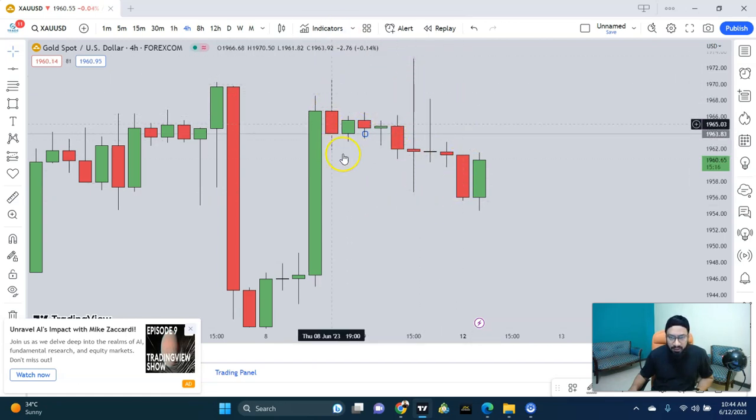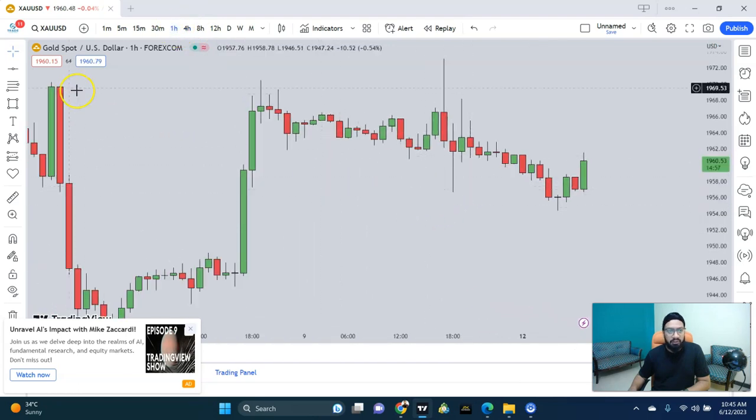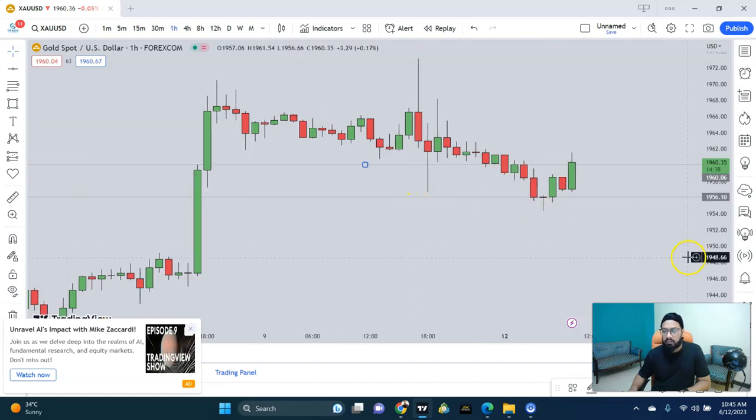This is a cluttered area, but on the 4-hour chart we can mark this region as potential resistance, and this is support in the making. But if you are a day trader, you will just go on a lower time frame, and we can say that this is our latest support. Let me mark it. This is our latest support, and this is our latest resistance that was created during the open of Asian session.